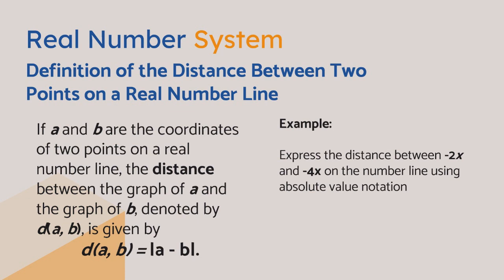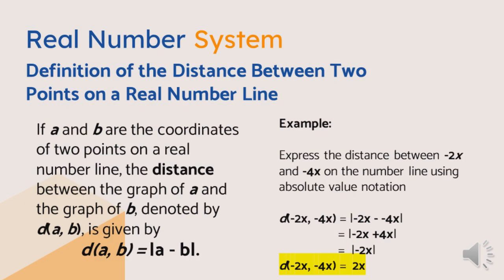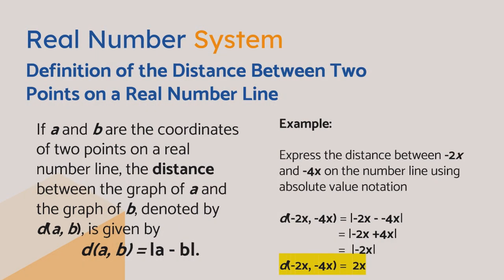So using the formula that we have, the distance between negative 2x and negative 4x is equal to the absolute value of negative 2x minus negative 4x. We have negative 2x plus 4x, and we can simplify this further. We have negative 2 plus 4 is equal to positive 2. So that's 2x. The absolute value of that is 2x.